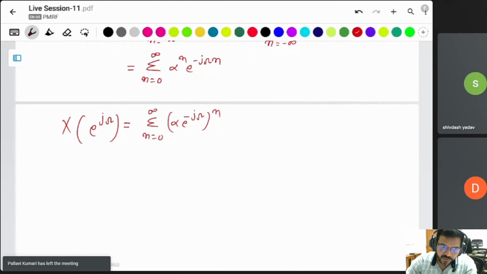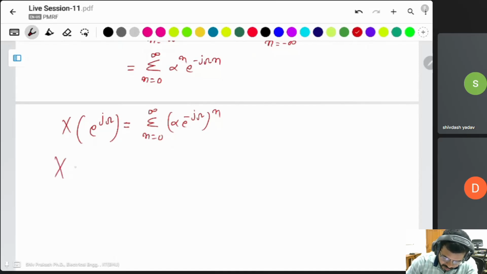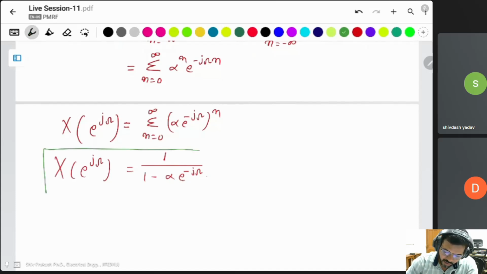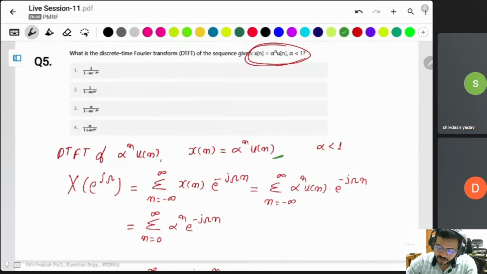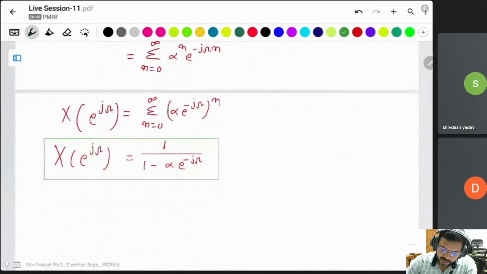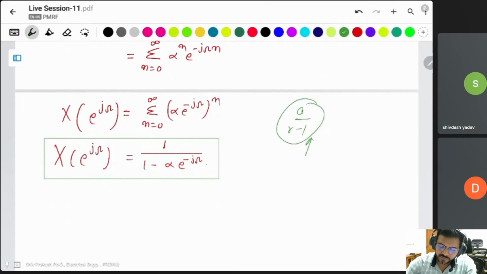Same thing, this function will be in GP. We can use the summation property directly, which will be a divided by 1 minus r. So 1 minus r equals this, and the result is 1 divided by 1 minus alpha e to the power of minus j omega. This is the Fourier transform of alpha power n un if alpha is less than 1. If alpha is greater than 1, then you simply use the formula a divided by r minus alpha. Okay.